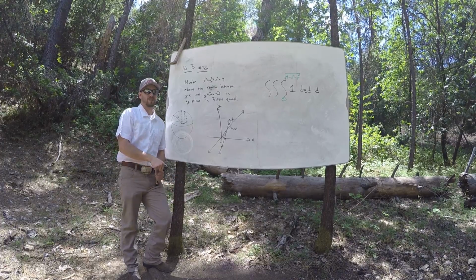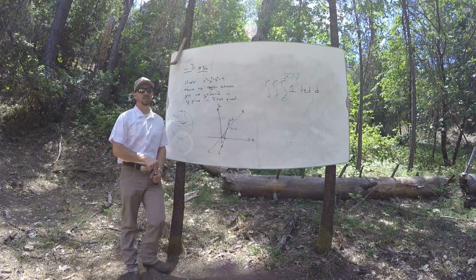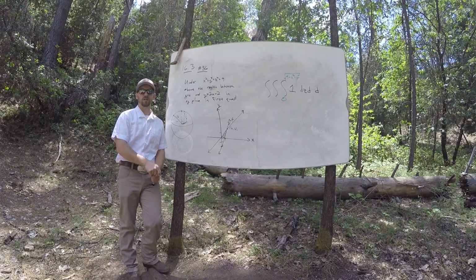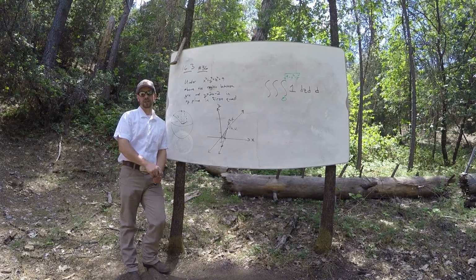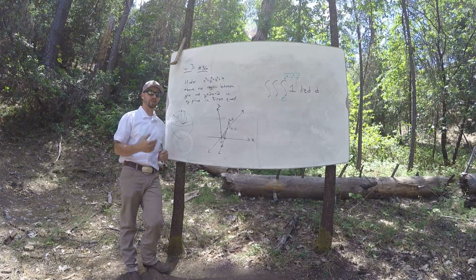Why is it always 1? Is it ever not 1? Yeah, so if I was interested in the mass of this thing and they gave me a density function, I'm going to integrate whatever the density function is. But here I want volume. So when you're doing volume or area, you always integrate 1.